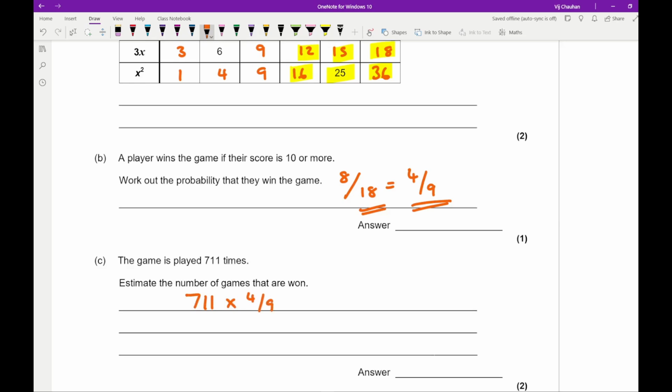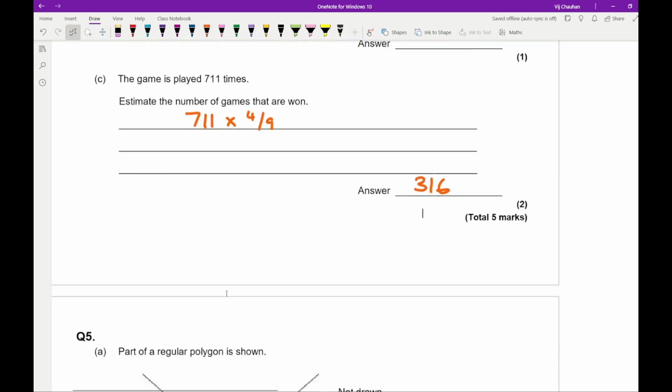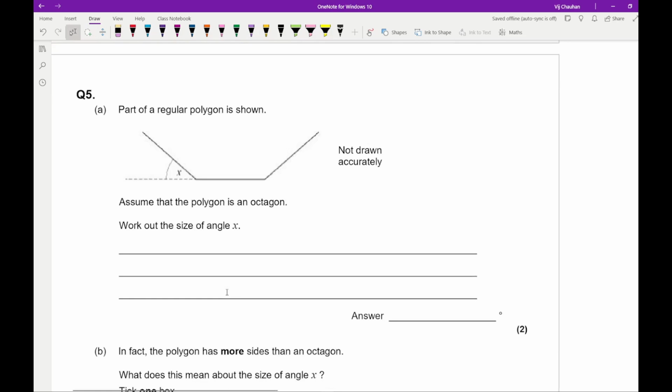Typing that into a calculator, and I get an answer of 316. Moving on to question 5, it says for part A, part of a regular polygon is shown. Assume that the polygon is an octagon. Work out the size of angle X.